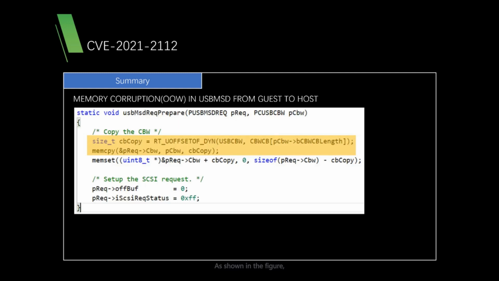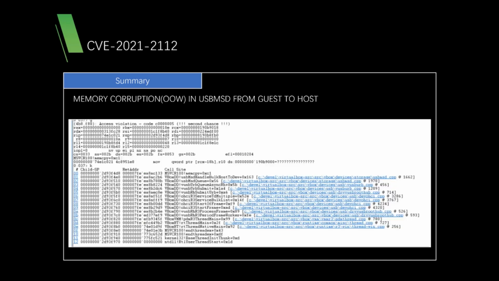As shown in the figure, CB copy can be controlled by the guest. Because the value is not checked, it leads to out-of-bounds writing. This is the stack trace at the crash. We can easily see that this is a vulnerability in the USB MSD backend, which caused the memory to write out of bounds.